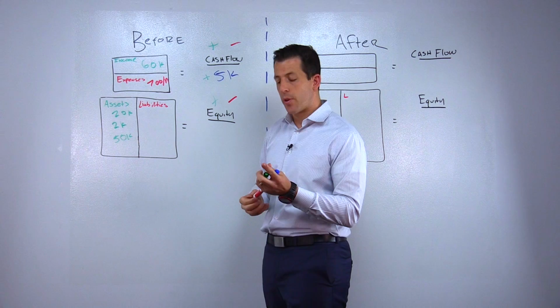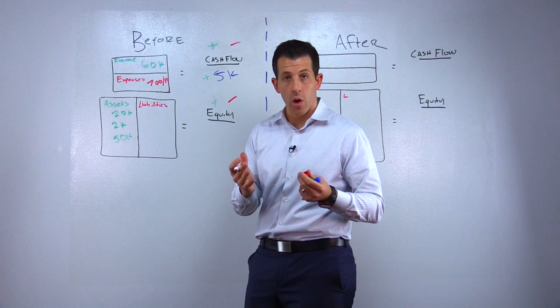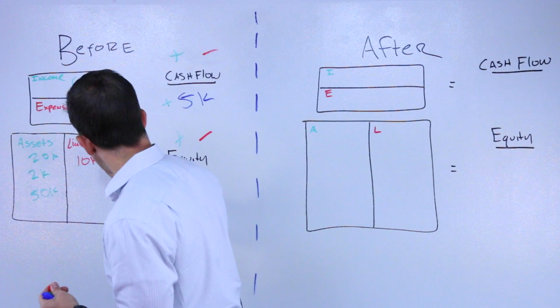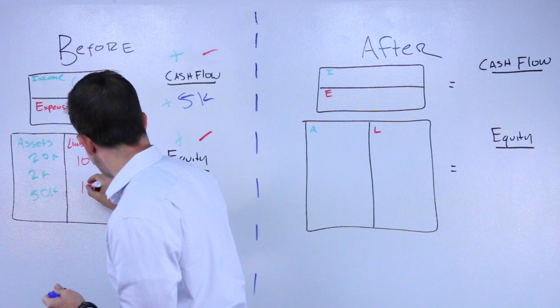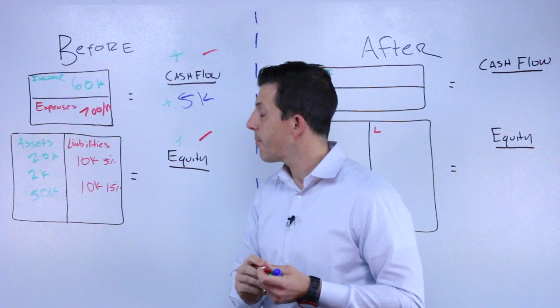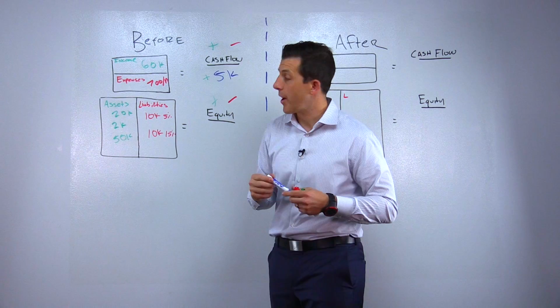So his liabilities, he basically has some credit card debt, and he also has car loan debt. Car loan debt is right at about $10,000, and he's paying about 5% interest on that money. Credit card debt is at $10,000 as well, and he's currently paying an average interest rate of about 15%. So looking at his equity position, he is still in a positive equity position given these right here.